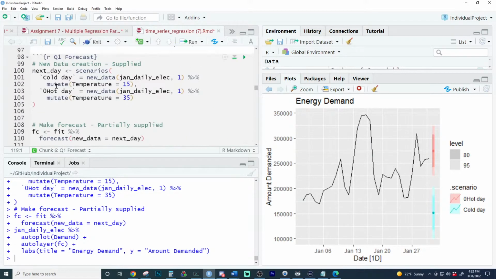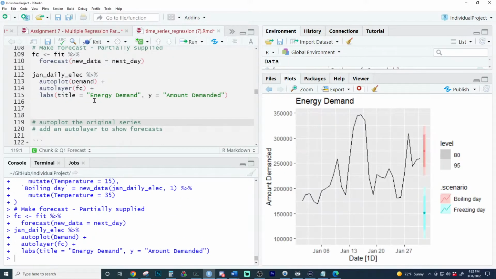But maybe you could do something like freezing day, A, B, C, D, F, G. No. Let's say freezing day and A, B, C, D, E, F, G, H, I. I can't think of a boiling day. That's what I wrote last time. Boiling day. Makes more sense like here if you write boiling day and a freezing day.